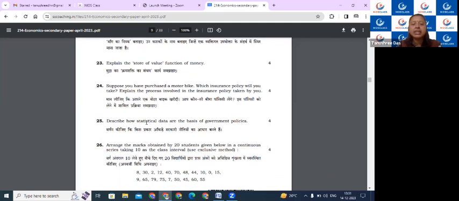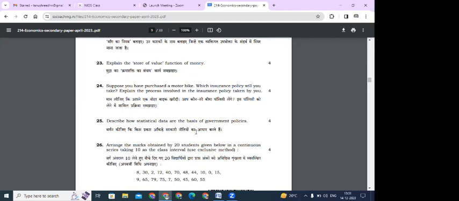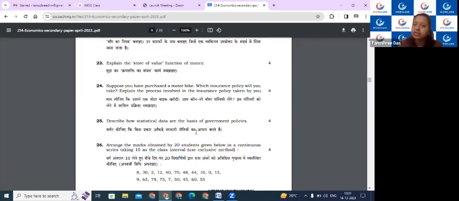How are statistical data the basis of governmental policy? Statistical data gives the base in order to formulate policies. Whenever we want to compare the previous year with the current year, statistical data helps us. That is why the government can easily formulate policy with a proper basis.